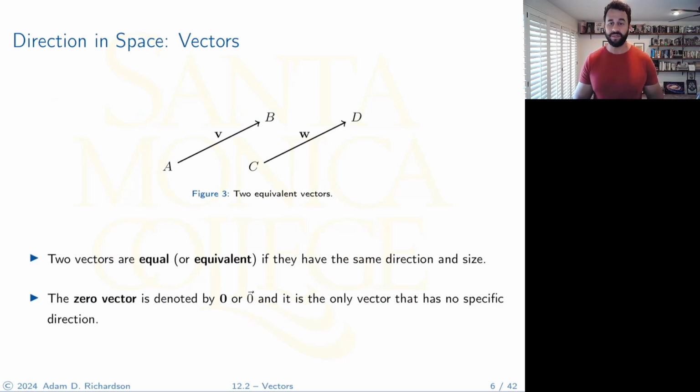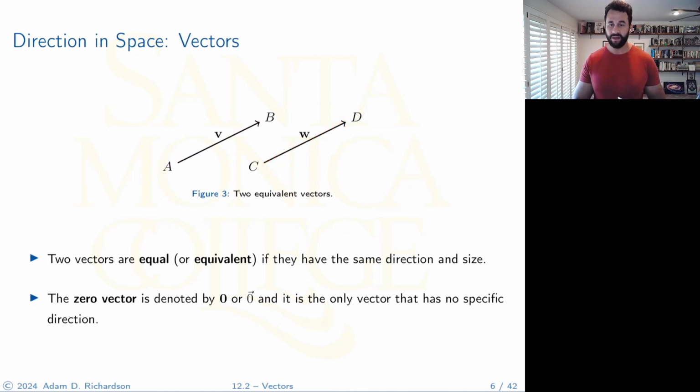Two vectors are said to be equal if they have the same direction and the same size. So this is a picture of two equivalent vectors. These two arrows that you see on the screen right now, those are considered the same vector, even though they're not in the same place, all right? But they're equivalent because they both say to go this way, this far.